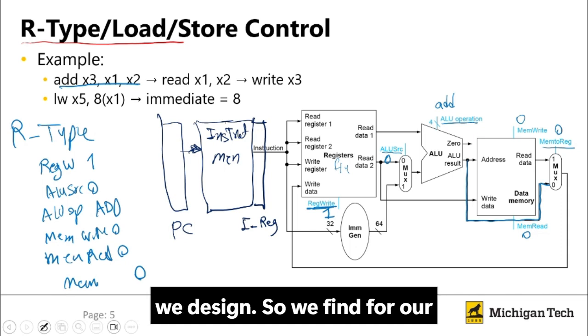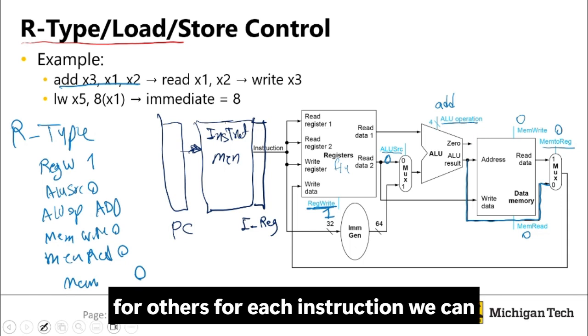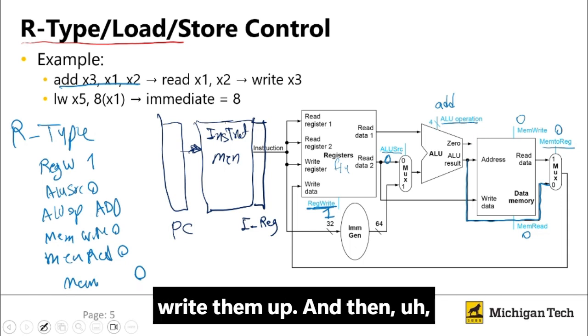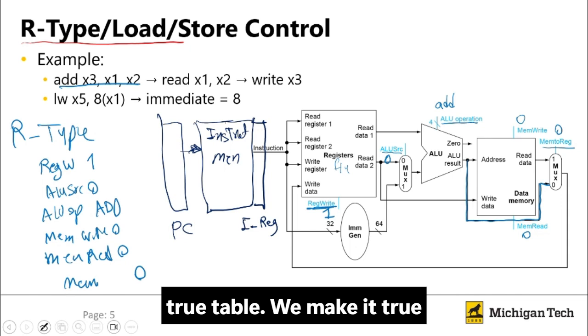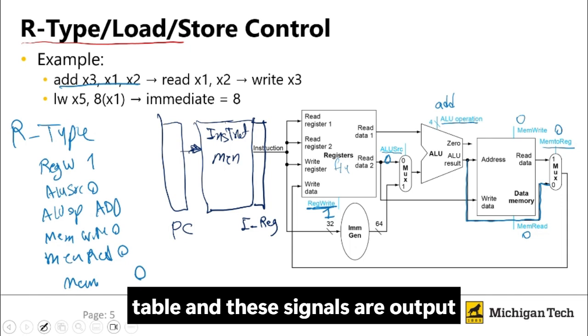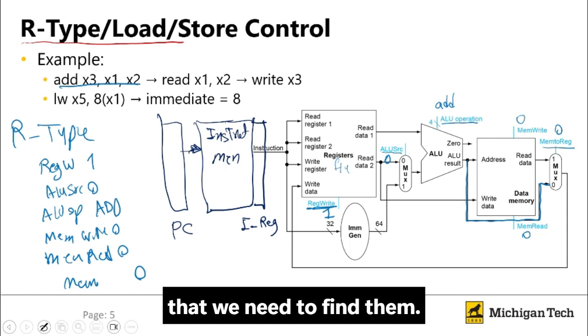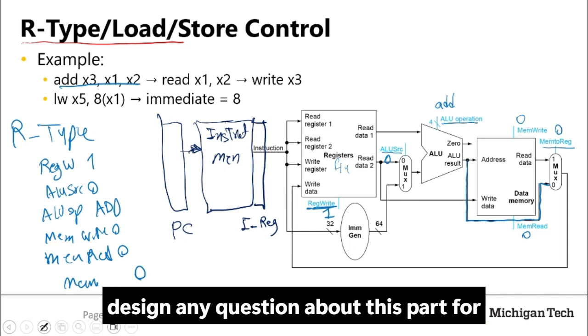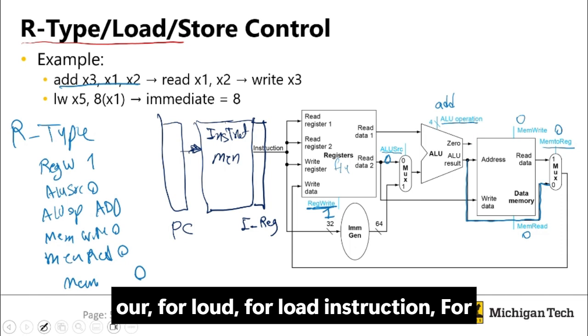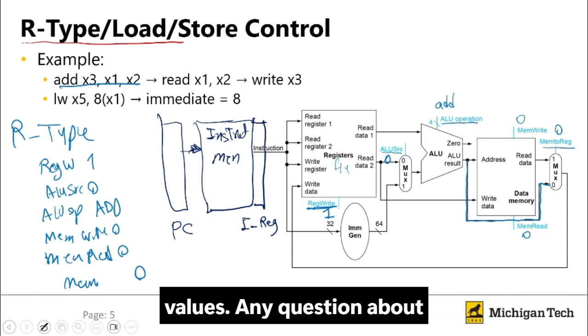So we find this for R type, this is the input, and then we go for others. For each instruction, we can write them up, and then this is an input for that truth table. We make a truth table, and these signals are the outputs that we need to find. Okay, we're going to see how to design that. Any question about this part? For load instruction, we have different values. Any question about this? We're going to do it for load.